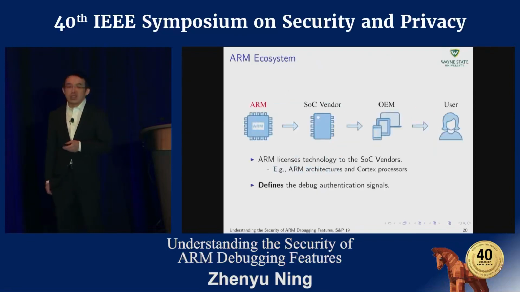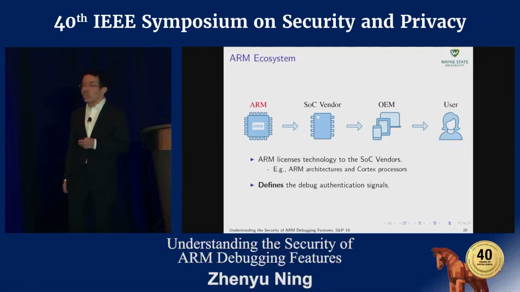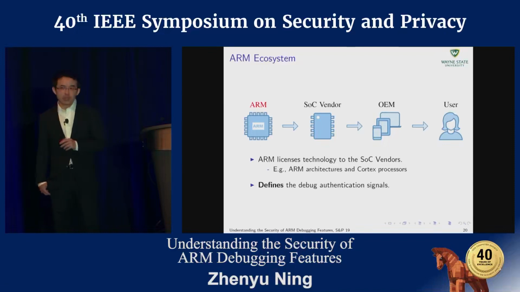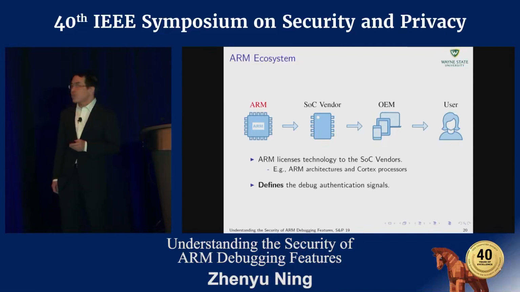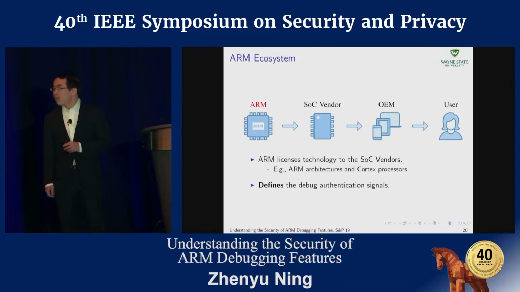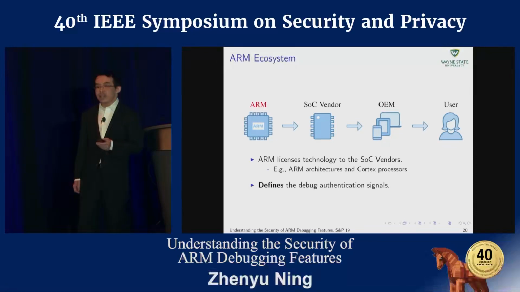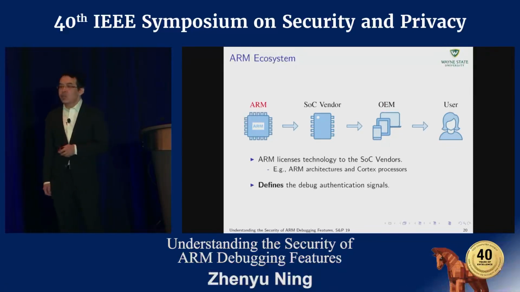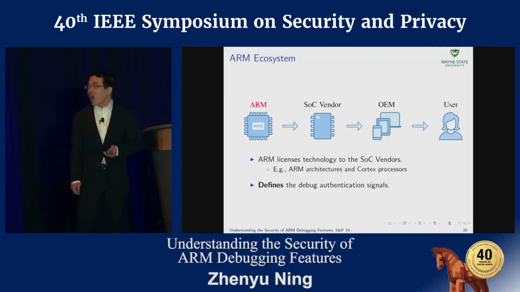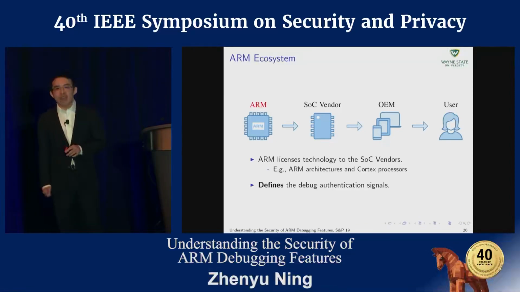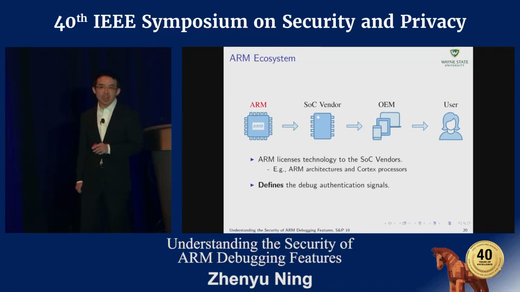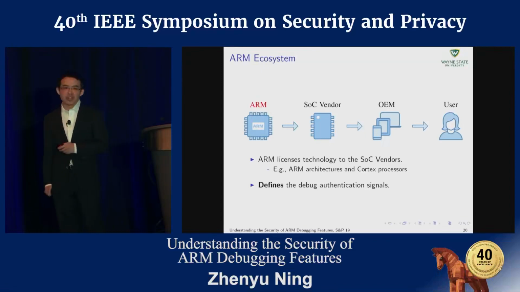And then I will introduce the ARM ecosystem and its relationship with the debug authentication signals. In the ARM ecosystem, we have 4 different roles. We have ARM, we have the SoC vendor, we have the OEM, which means the original equipment manufacturer, and also we have the end user. First, ARM will license the technology to the SoC vendor. In regard to the debug authentication signal, ARM only designs the signal, and will not specify any details about its implementation.